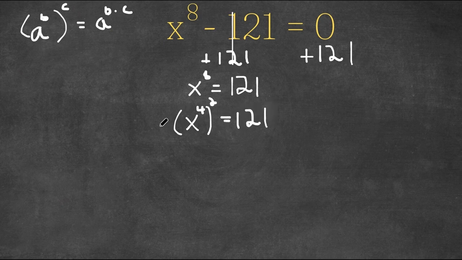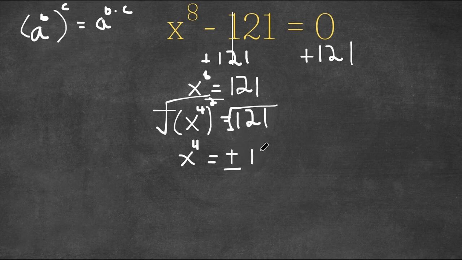Now we're going to take the square root of both sides. The square root of this, well, these two simply cancel because they are opposites. So on our left side, we have x to the power of 4, and on our right side, we have positive and negative 11. Remember, it's positive and negative, not just positive. So now we have x to the power of 4 equals positive and negative 11.